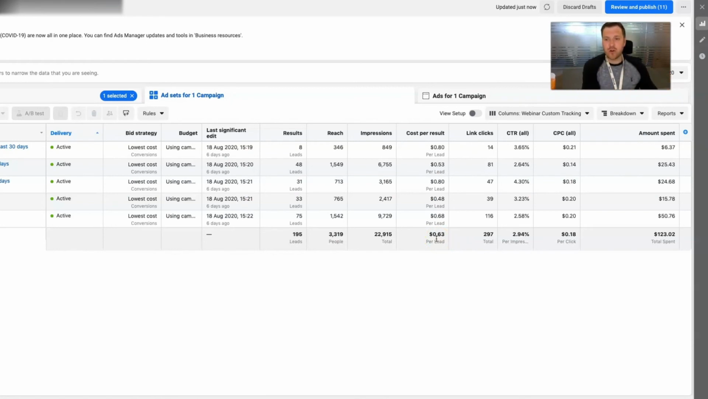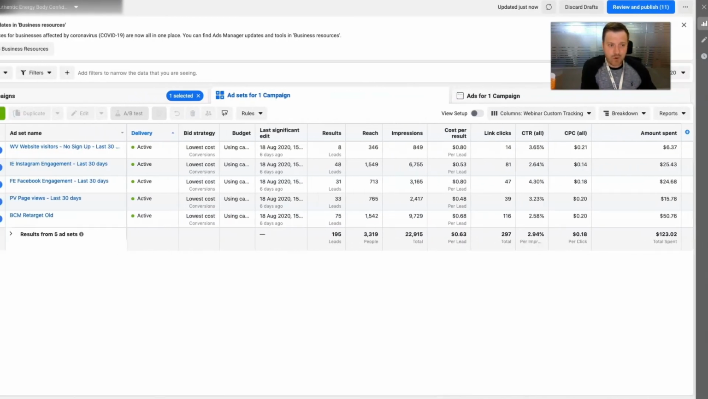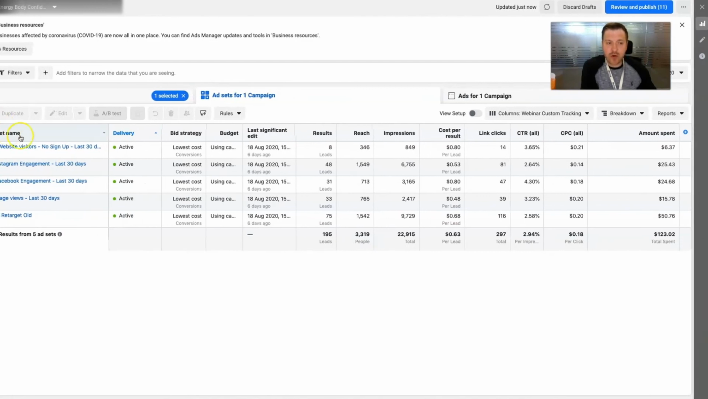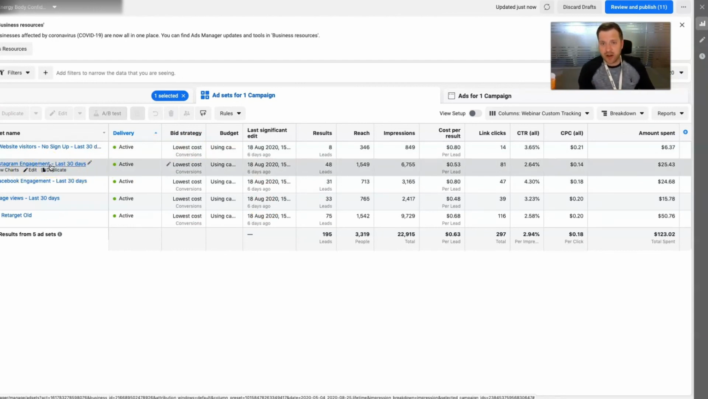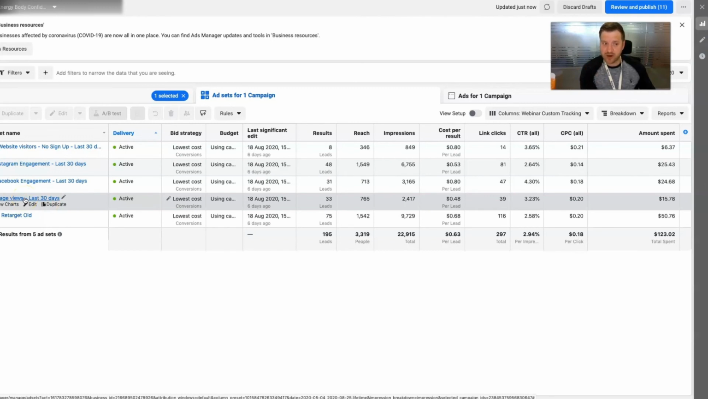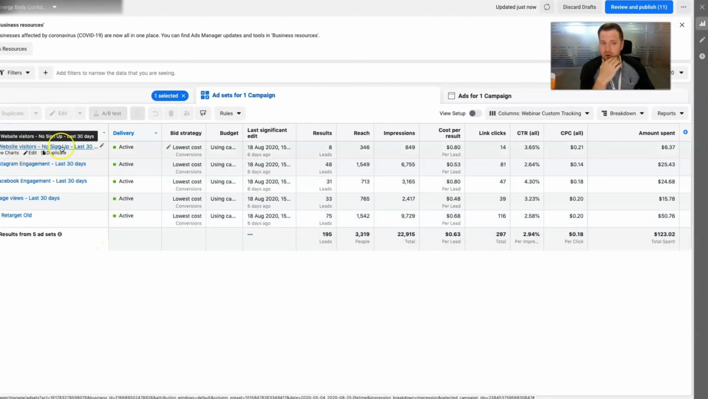And if we just show you, what you do is you have to create custom audiences. So you create a custom audience based on Instagram engagement for the last 30 days, Facebook engagement for the last 30 days, page views for the last 30 days, and then website visitors for the last 30 days. Now this is split quite different. So we're looking at people with no sign up and that, but they both kind of work the same.